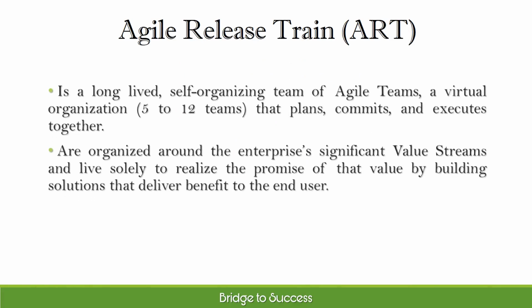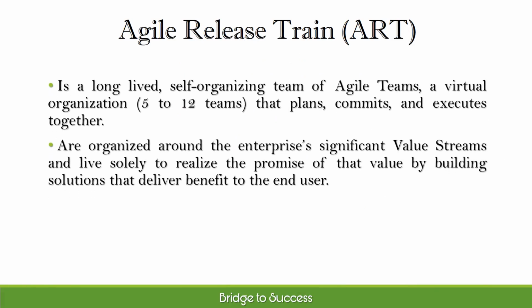The Agile Release Train is a long-lived, self-organizing team of Agile teams, a virtual organization, 5 to 12 teams, that plans, commits, and executes together. Teams are organized around the enterprise's significant value streams, and live solely to realize the promise of that value, by building solutions that deliver benefit to the end user.